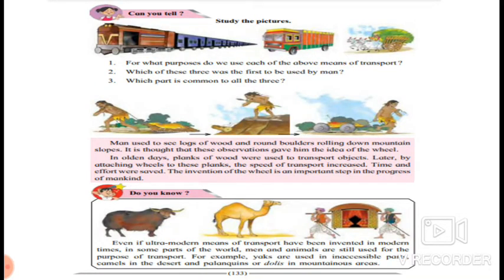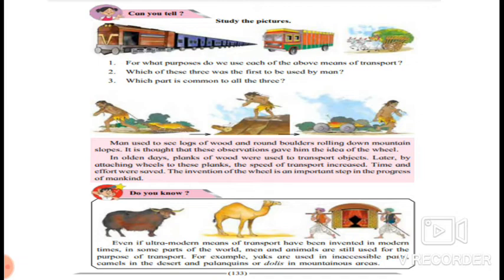Page 133. Can you tell? Study the pictures. 1. For what purposes do we use each of the above means of transport? 2. Which of these three was the first to be used by man? 3. Which part is common to all the three? Man used to see logs of wood and round boulders rolling down mountain slopes. It is thought that these observations gave him the idea of the wheel.